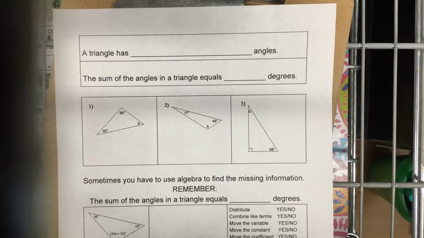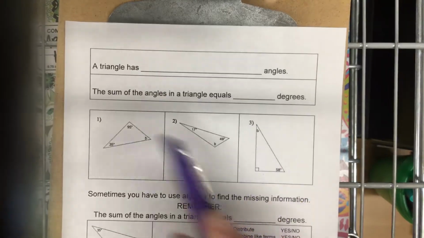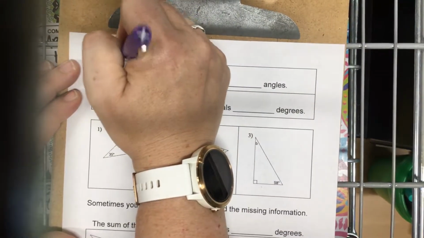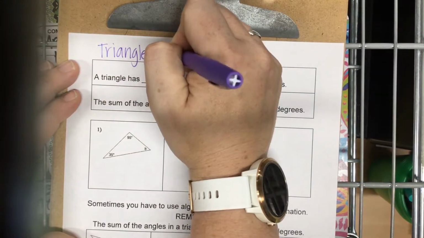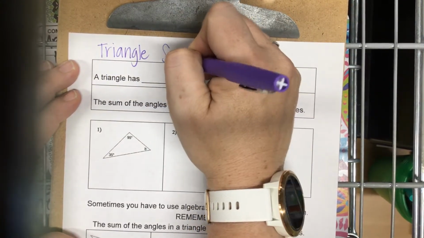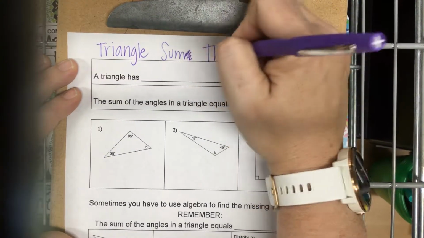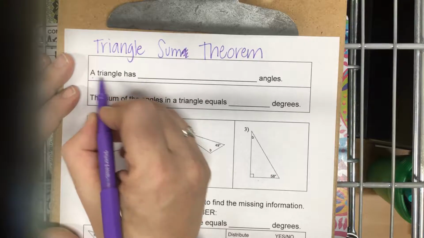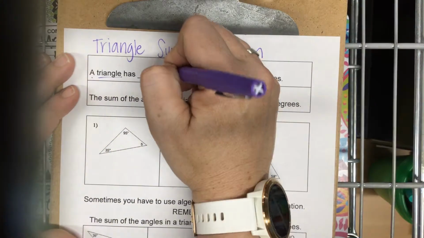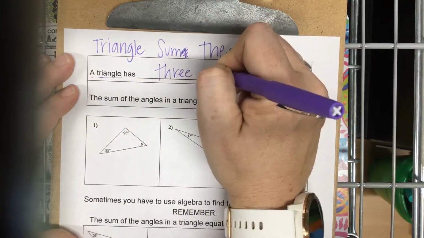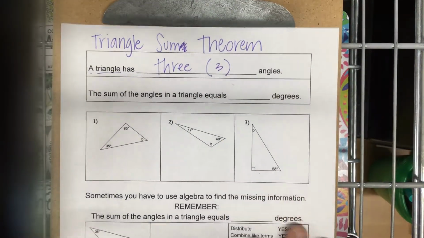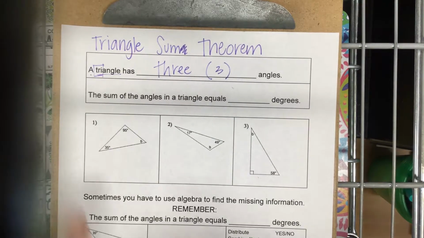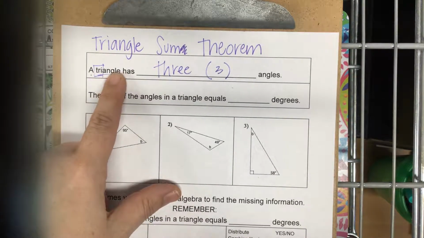Okay, so these are our notes for triangle sum. Triangle sum theorem. We have a triangle, the shape, which has 3 angles, right? The prefix tri means 3, so a triangle has 3 angles.